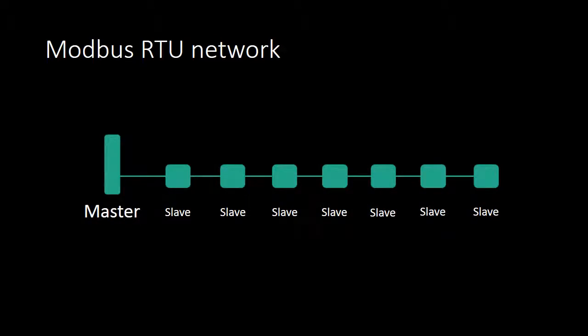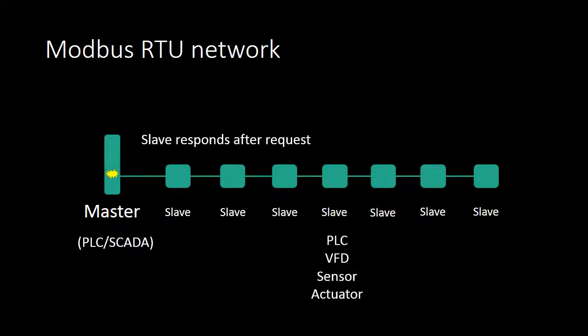The slaves will not communicate with the master device unless they receive a command to do so from the master. The master can write data to the slaves as well as read data from them. A Modbus master could be a PLC or SCADA system, and a slave could be a controller such as a PLC or a device such as a VFD, sensor or actuator.